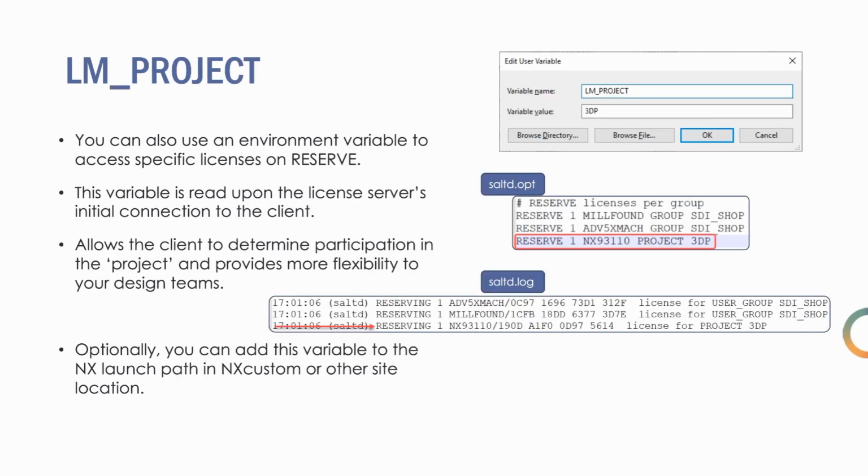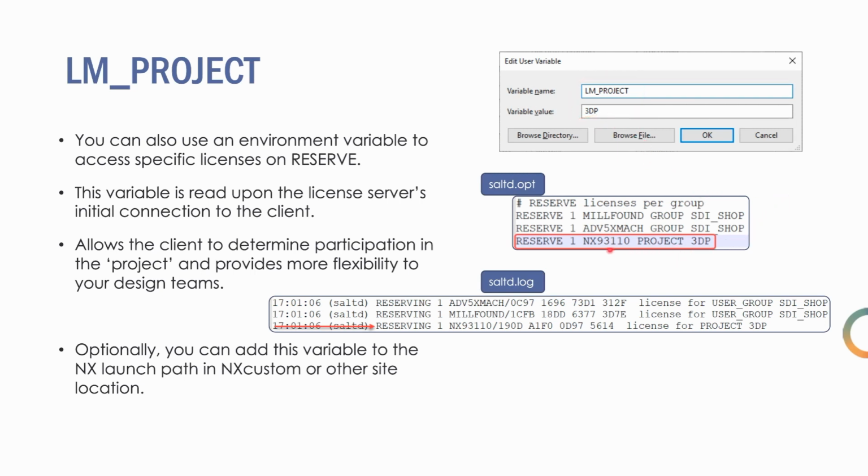LM Project. This is a great way of controlling access to a specific license. My example here, this 93110, is a Mach 3 with Convergent, which is basically our 3DP prep tool that we're using to prepare models to get into our 3DP pipeline. By setting it as an environment variable, I can now allow the clients to opt in to this license.